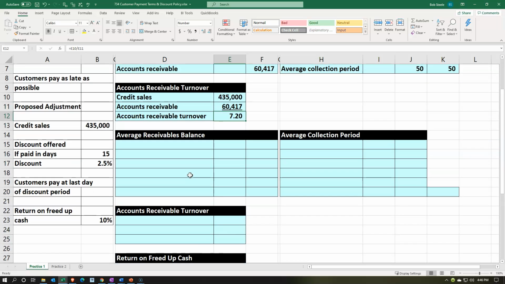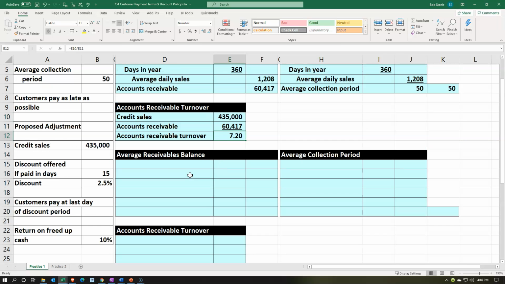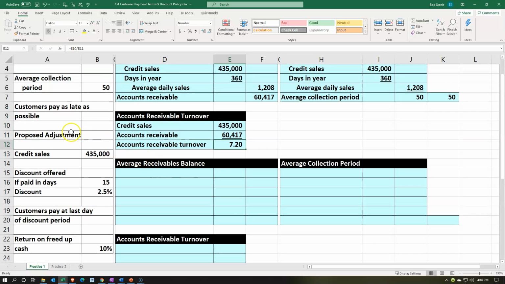So now we're going to consider our second scenario, which is this adjustment, same sales, but now we're going to assume that we're going to get paid in 15 days due to the discount. So we think everybody's going to basically want to take the discount because we basically have business-to-business transactions.